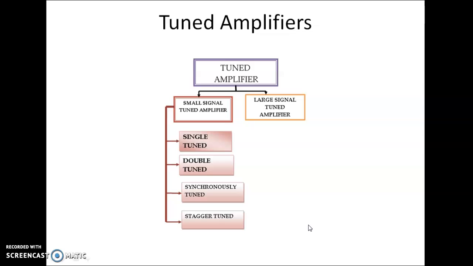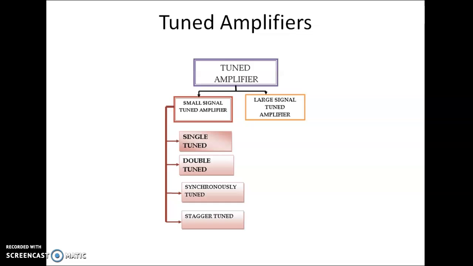So we have the single tuned amplifier, then we'll see later the double tuned amplifier, synchronously tuned amplifier and stagger tuned amplifier. Let me give an overview of all these amplifiers to get a clear picture. A single tuned amplifier employs a single tuning circuit at the output of the amplifier, so its response is similar to that of a resonating circuit. Next, the double tuned amplifier employs two tuning circuits.